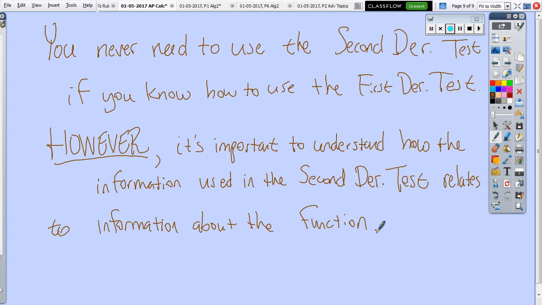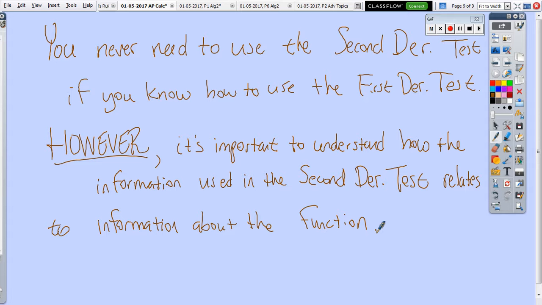Great job, guys. And the second derivative test for local extrema, in the box, Theorem 5, says: if f prime of c equals 0 and f double prime of c is less than 0, then f has a local maximum at x equals c. And if f prime of c equals 0 and f double prime of c is greater than 0, then f has a local minimum at x equals c.